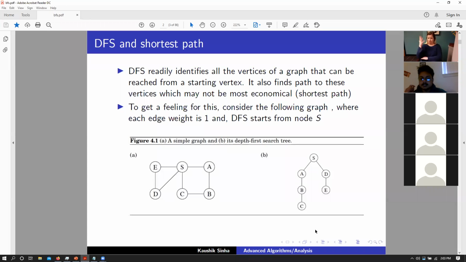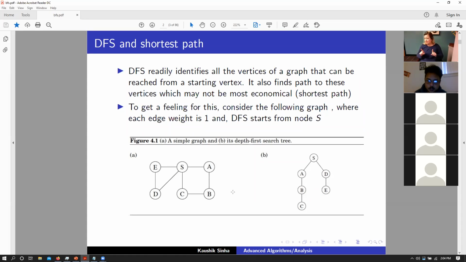Now, DFS is a very nice algorithm to explore a graph and figure out the connectivity of that graph. However, this does not necessarily give you the most economical path, so to speak, right? When I say economical path, that means that it does not create a tree that has the minimum distance between two particular nodes. It just has a tree that explores and finds all the nodes and finds some connectivity between those nodes, but there is no guarantee that two particular nodes will be close together if their distance is also smaller.